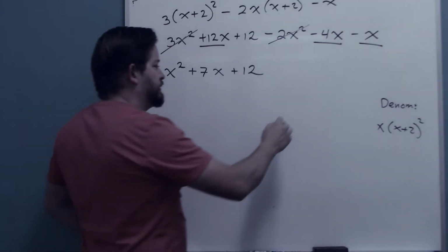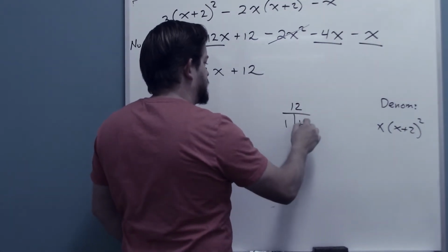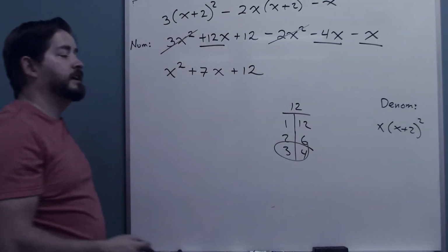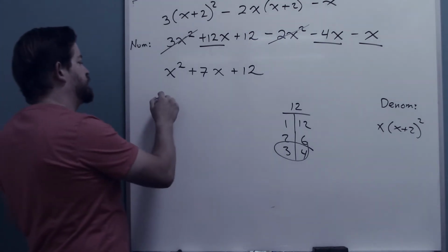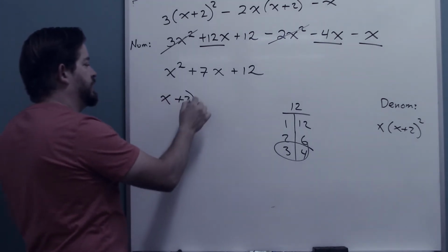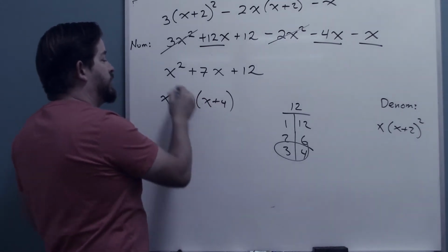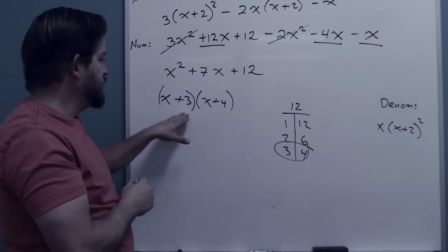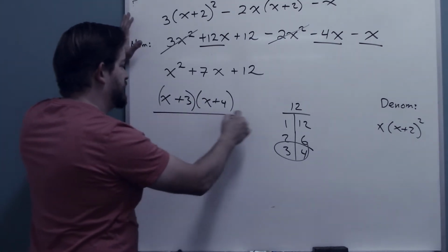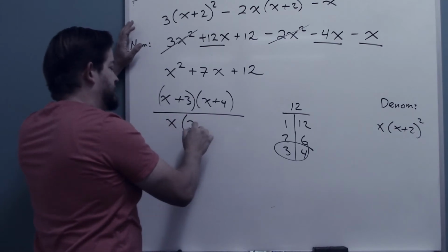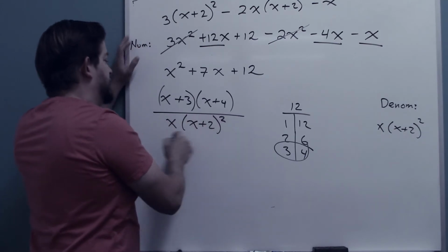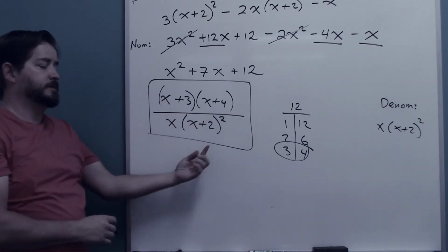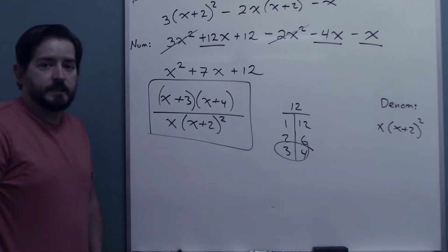Right, the factors of 12, 1 and 12, 2 and 6, 3 and 4, I can get a 7, right? And so in factor form, my numerator is (x plus 3) multiplied by (x plus 4), which the problem asked you to do. It asked you to factor these things. And so I have that. That's my numerator, and then if I plot that over my denominator, it's (x plus 2) squared, and that's it. I can't simplify anything because none of my numerator's factors are the same as my denominator's factors. That's just it. I'm done.